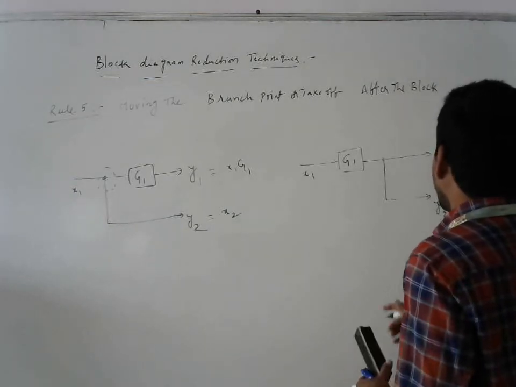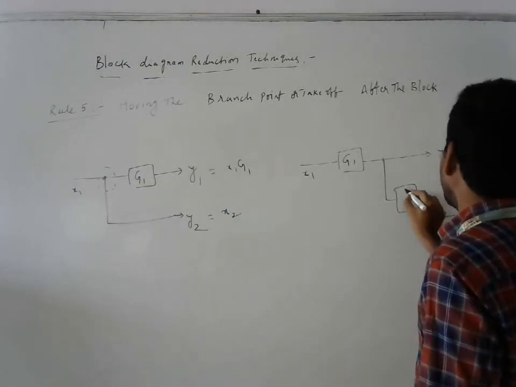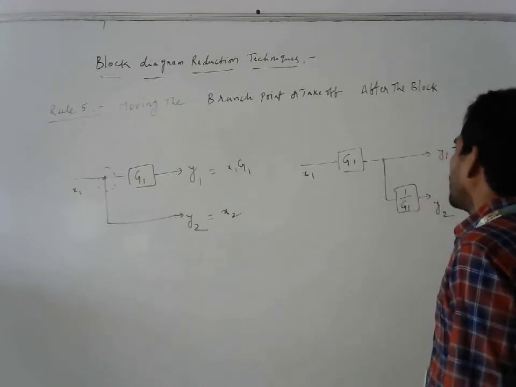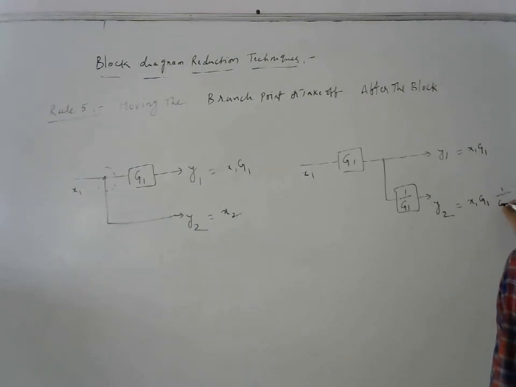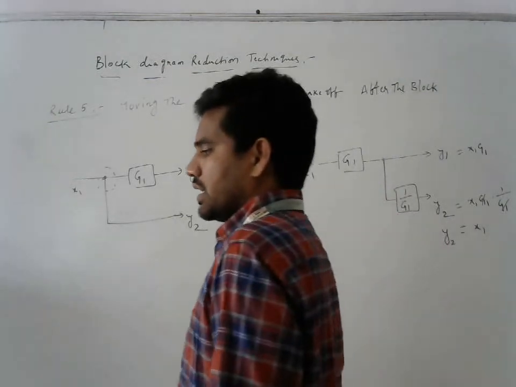Here I need to add a block 1 by g1. Now how much are we getting here? x1 into g1 into 1 by g1. g1 will cancel, and y2 will be equal to x1.